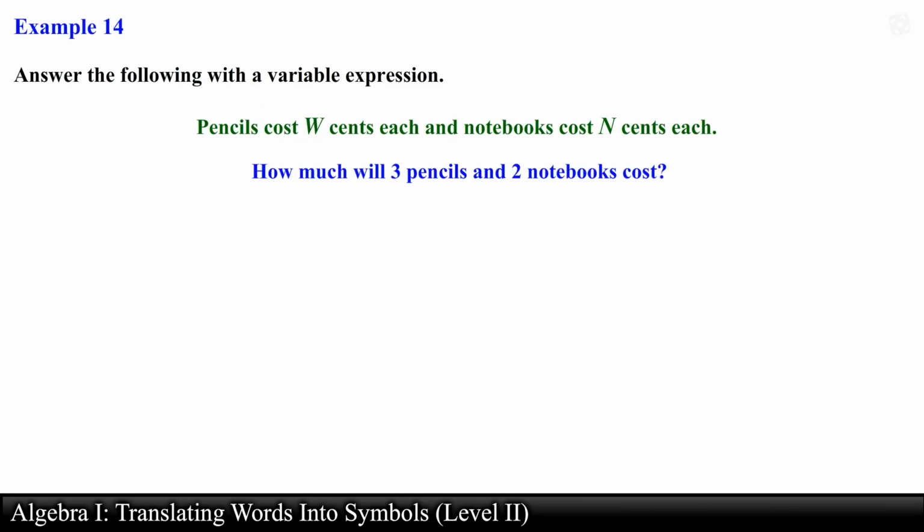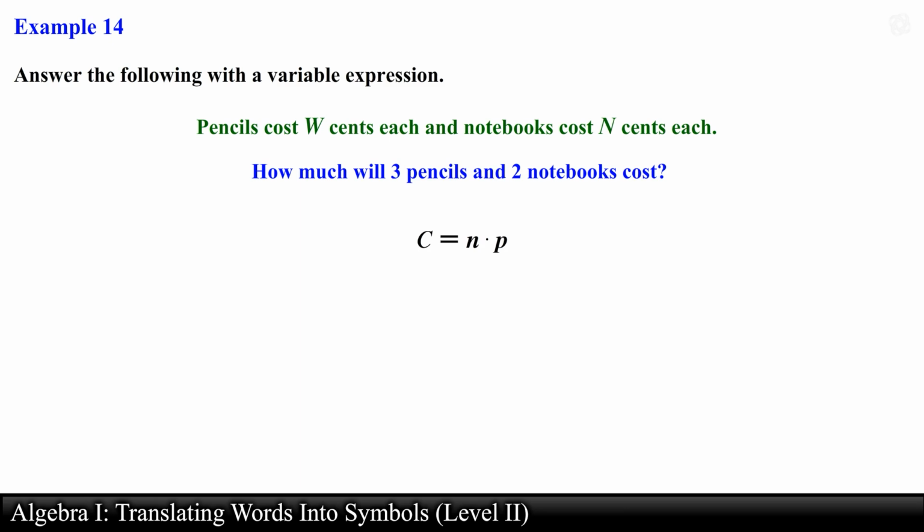Alright, let's try the next one. Pencils cost W cents each, and notebooks cost N cents each. How much will 3 pencils and 2 notebooks cost? This problem is an application of the cost formula, C equals N times P.